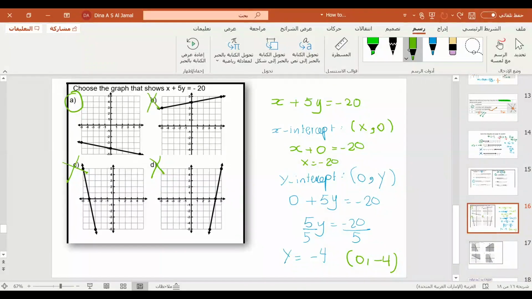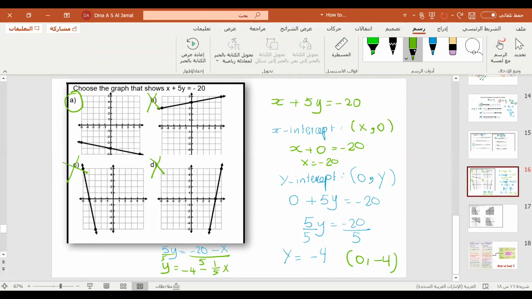So let's cancel B. In other cases, what you can do is that you can move everything to the other side and keep y alone. So 5y equals -20 minus x. Then keep y alone. Y will be, divide both sides by 5, so it will be -4 minus 1 over 5x. That means you can also use your slope, which is -1 over 5.